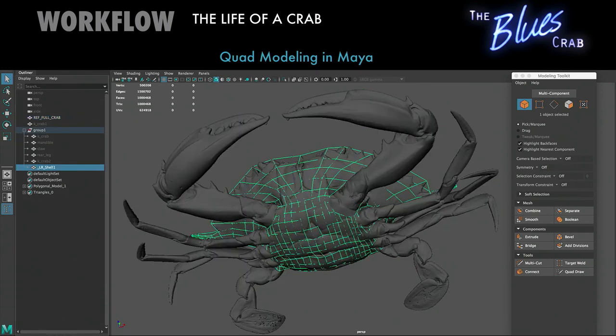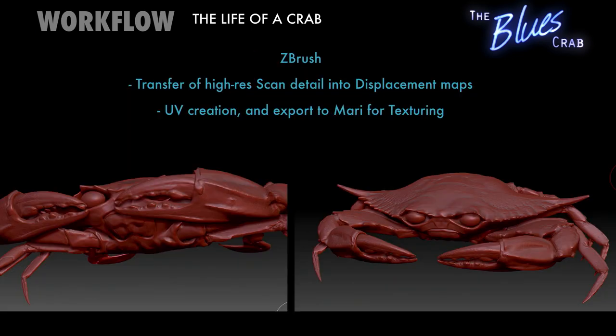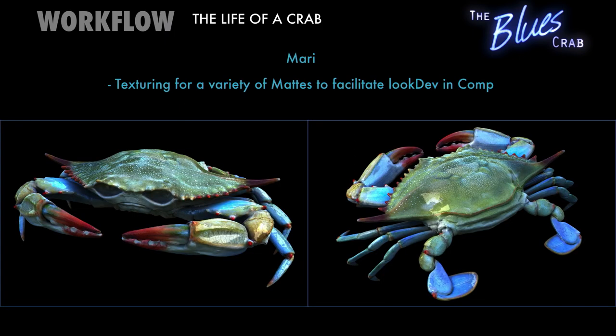Using quad modeling features in Maya, I traced the scan to produce a low-res animation-friendly version of this. Then in ZBrush, I imported both the low-res model and the high-res scan, subdivided the low-res geo, and using the ZProject brush, proceeded to paint in all the high-res scan details, after which UVs were generated in ZBrush and displacement maps and geo were exported for painting in Mari. In Mari, we spent a lot of time creating very detailed textures and custom mattes to facilitate look development in comp.